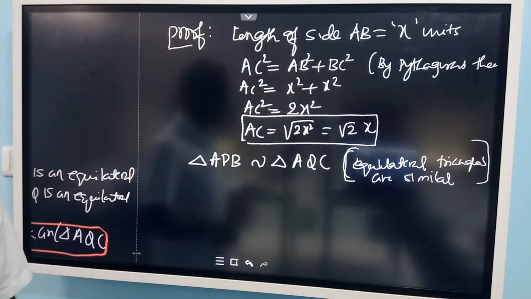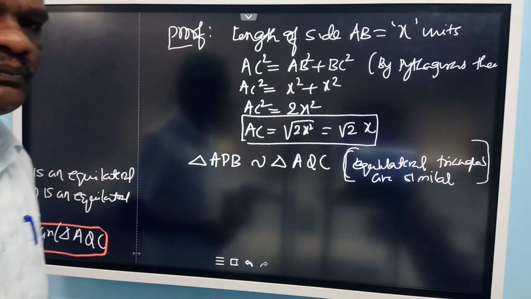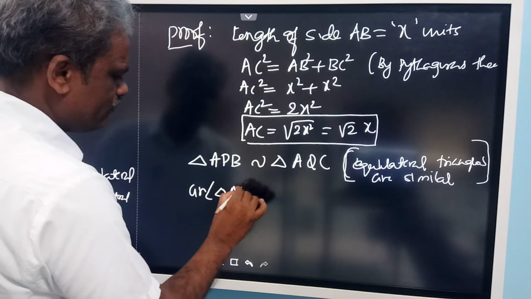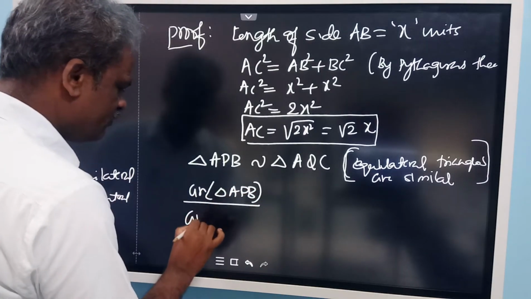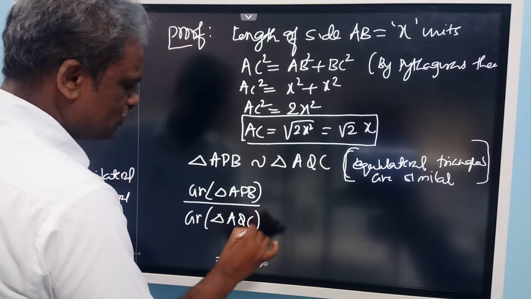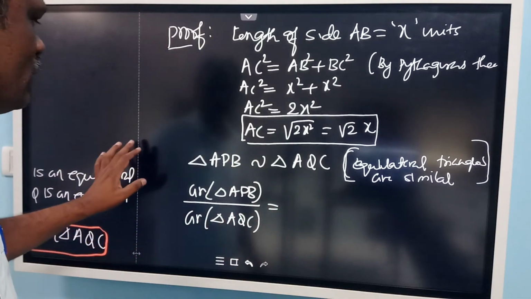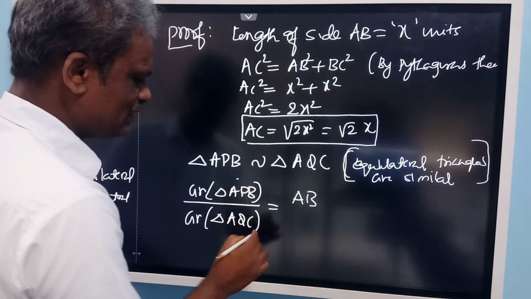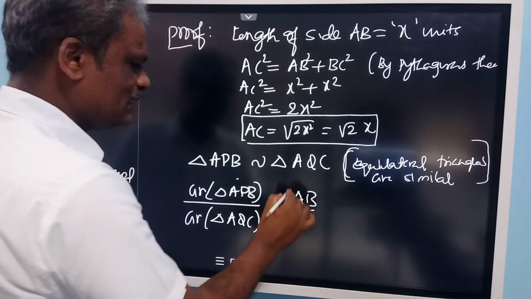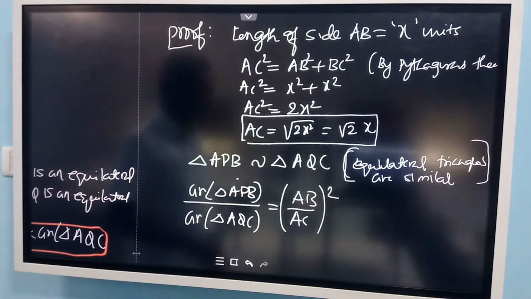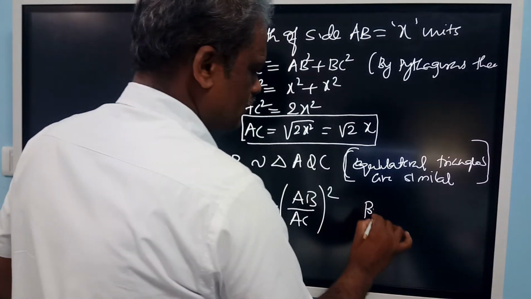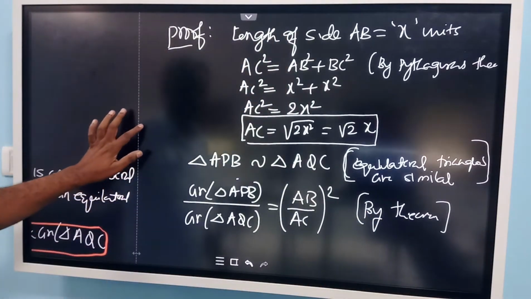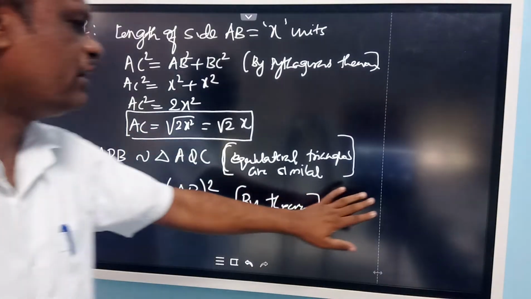So if the triangles are similar, you can apply the theorem related to the area of similar triangles. So therefore area of triangle APB by area of triangle AQC should be equal to the square of the ratio of their corresponding sides. So I can write AB is one side, by AC, the whole square. This is by theorem. We apply the theorem because the triangles are similar. So therefore area of APB by area of AQC is equal to AB by AC whole square.